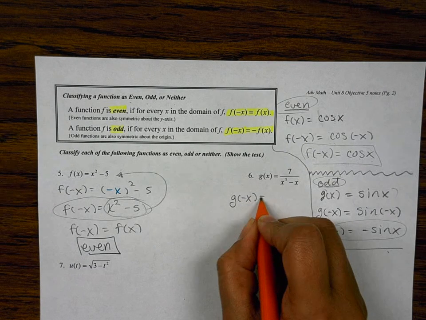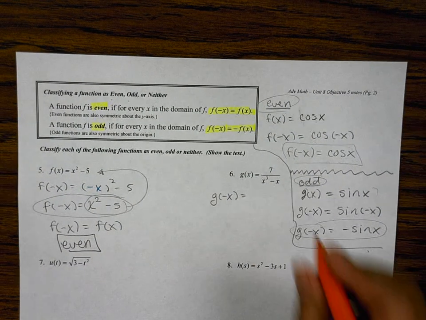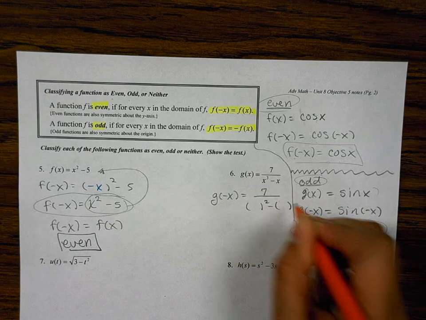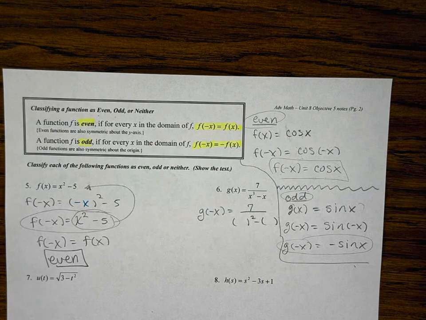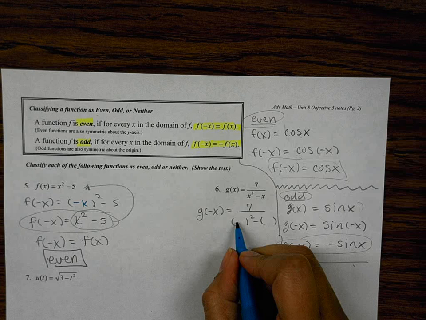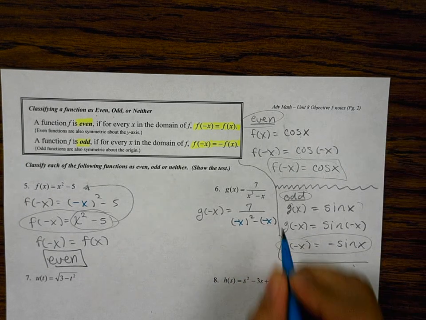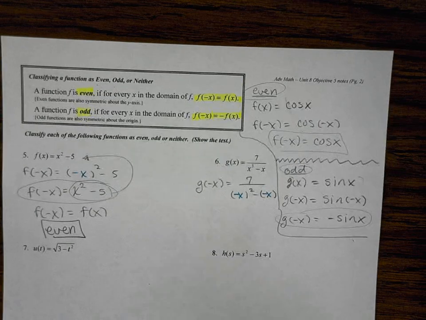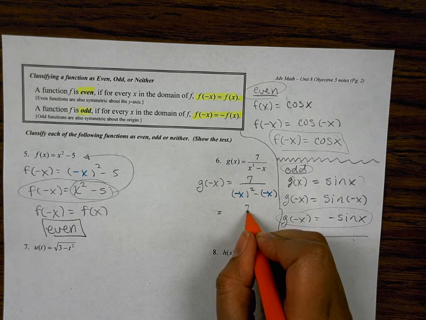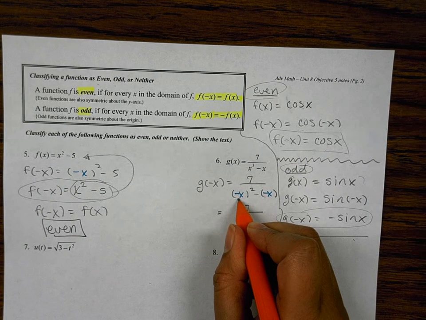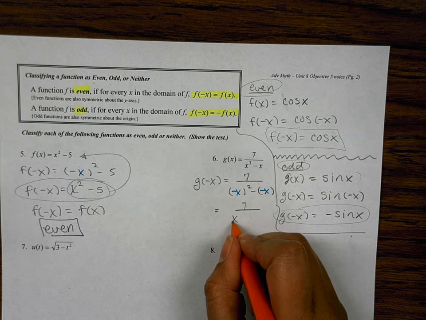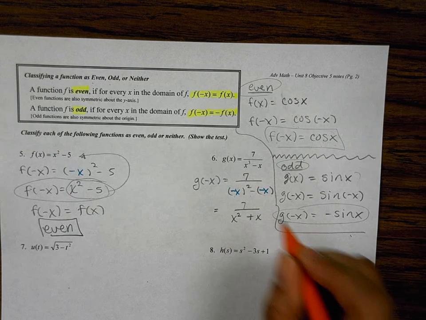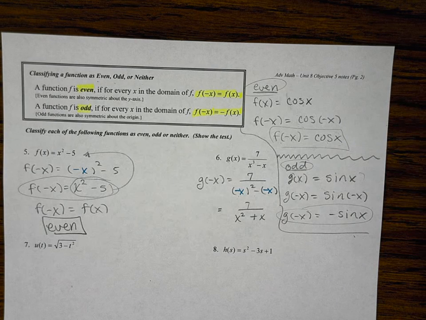All right, let's try this one. G of negative x, because that's what we do. We plug negative x into all the x's. 7 over blank squared minus blank. And in the blanks where the x's used to be, I'm going to plug in negative x, and negative x. Negative x times negative x is positive x squared, and minus a negative is plus x.